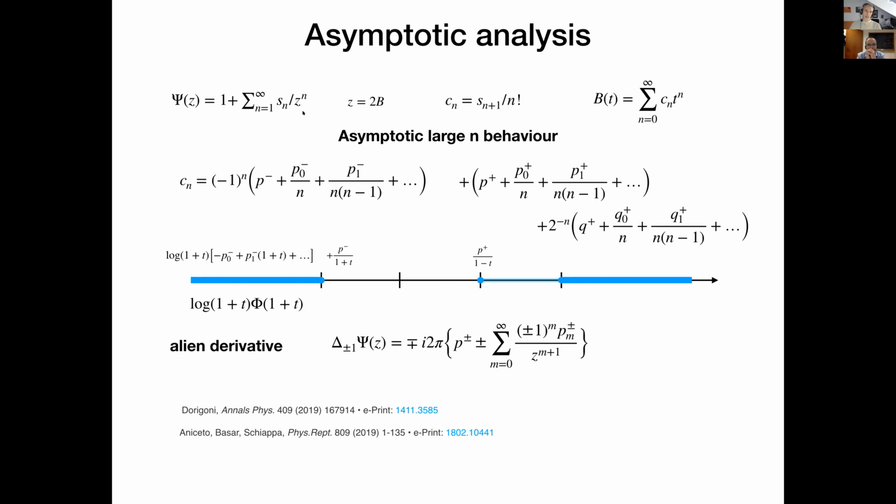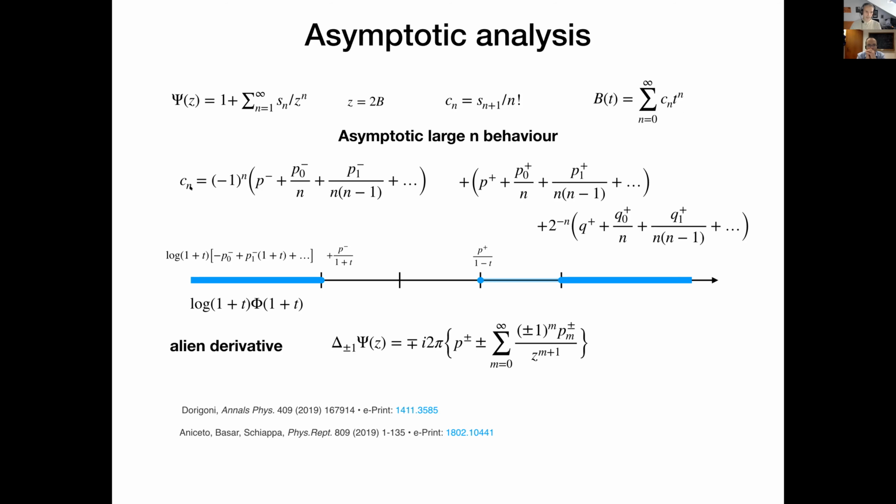And then, as in our case, this Sn grows factorially. So if I divide Sn plus 1 by n factorial, then this Cn coefficient will have some constant asymptotics. And I will switch to this Borel function, which is defined by Cn to the t to the n. Okay. And then I'm just saying that the asymptotic large n behavior of the Cn coefficients is in one-to-one correspondence with the analytic structure on the Borel plane.